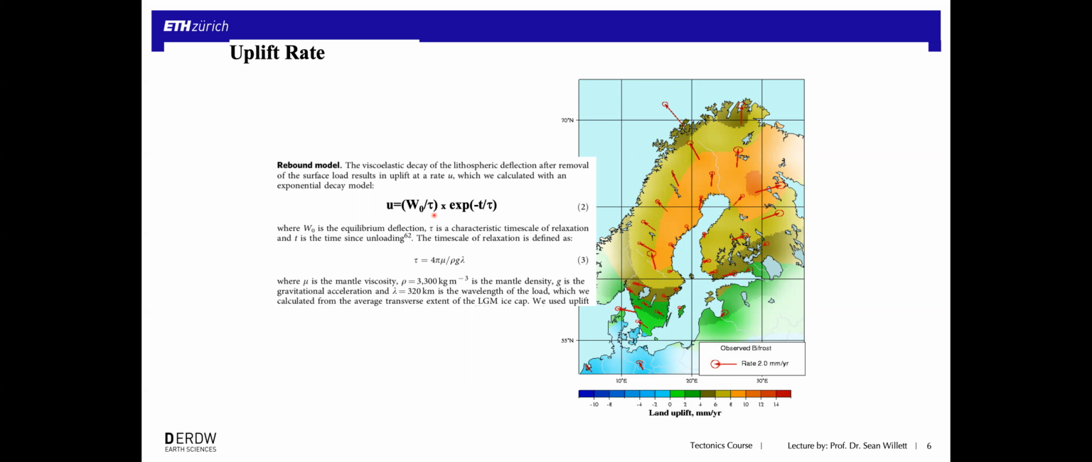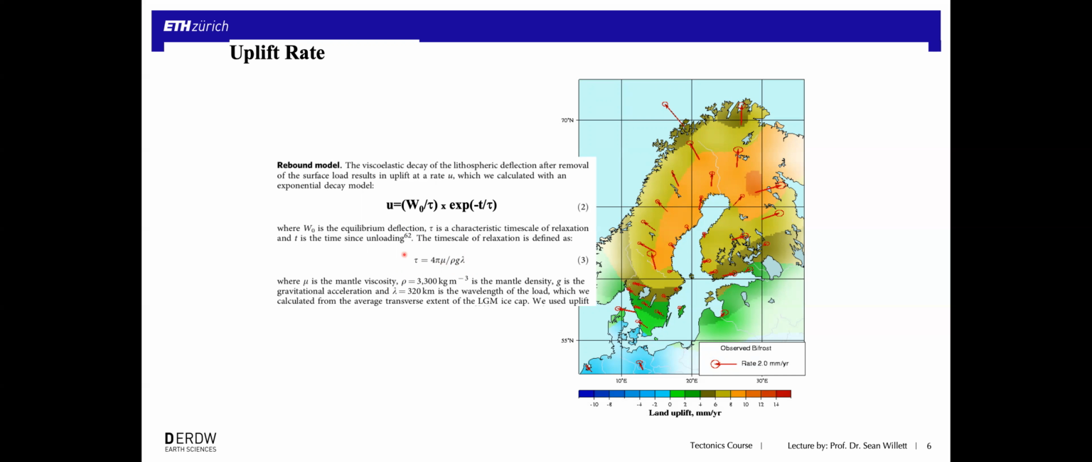But we can make approximations, just looking at the time scale of response of a viscous fluid, for example. If we choose to do that, we can then look at the uplift rate as a function of time. T here is time in terms of a characteristic time scale of relaxation, which is this tau here. And that characteristic relaxation time is a function of the mantle viscosity mu and the wavelength of the load that's applied. So similar to the elastic flexure we were looking at in the last lecture, there is a dependence on this wavelength.